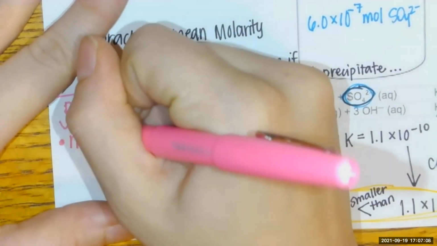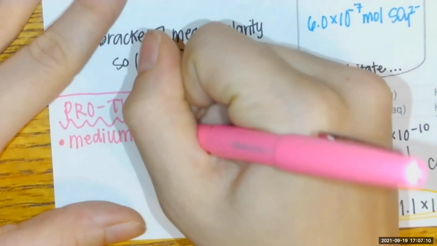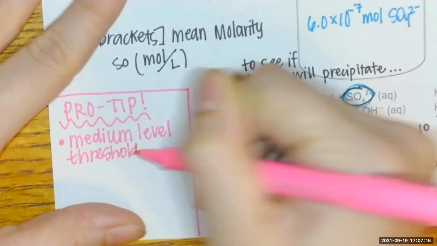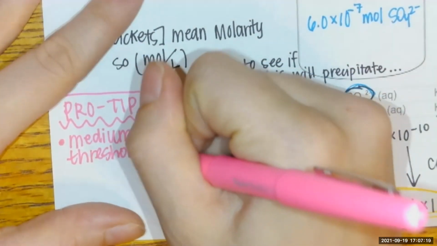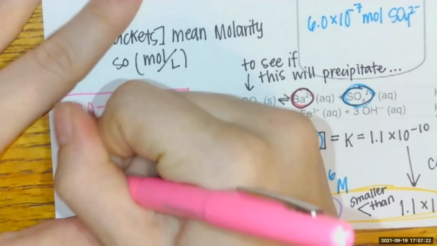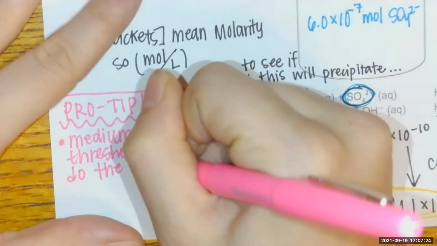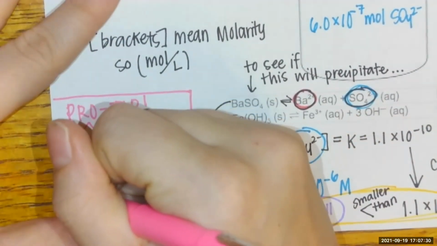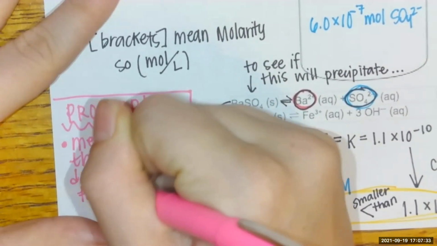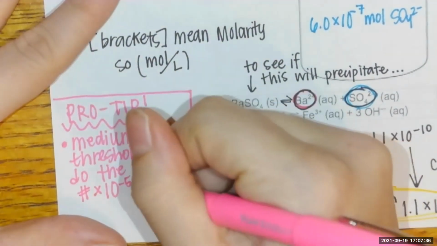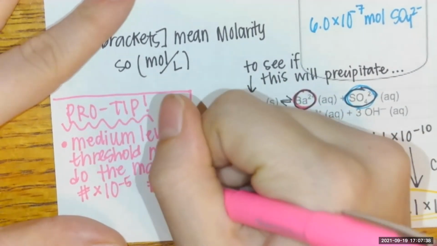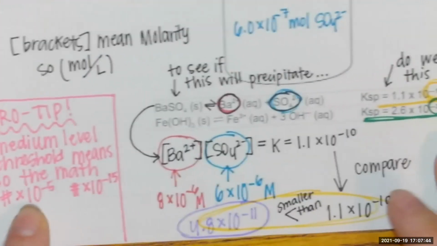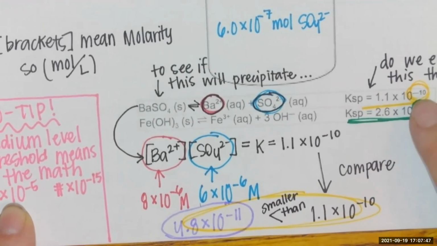If you have a medium level threshold, medium level threshold means do the math. Write it out, do the math like we did on this problem. And medium level, I'm saying, is like number times 10 to the negative fifth and like 10 to the negative 15th. I would say if you have a number between there, like we did here, we had 10 to the negative 10th, do the math.